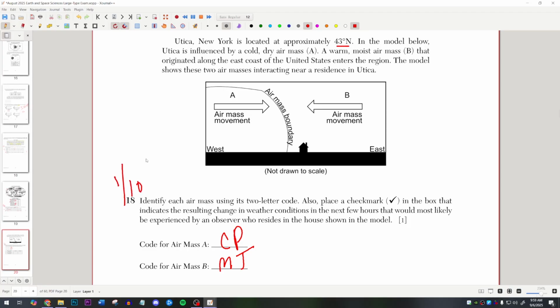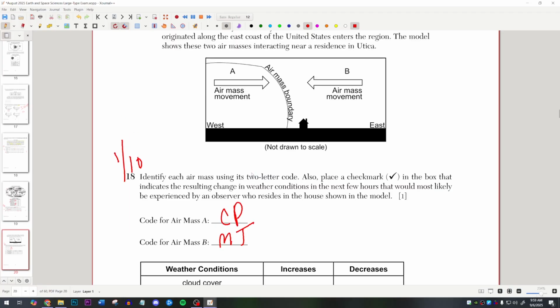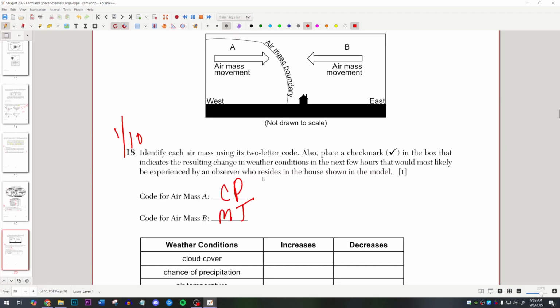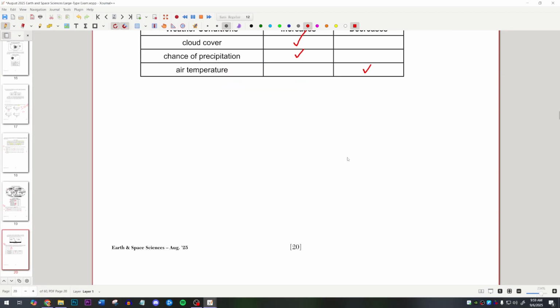1 out of 10. Also place a check mark in the box that indicates the resulting change in weather conditions over the next few hours. So it needs to know about CP air masses. I didn't know this table was there, so we're going to add 2 points to this because you have to know what type of weather each of these bring. So CP is coming in, so we're going to have more cloud cover, more precipitation, and colder air. CP generally brings storms. So that's going to be the answer to that one. So I would say that's like a 3 out of 10.